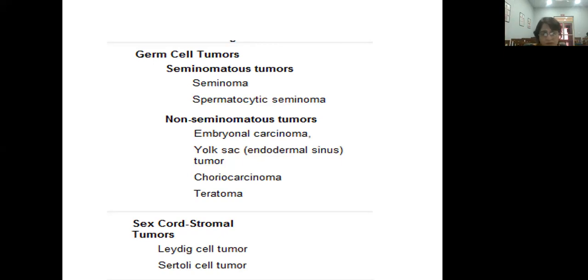देन वी हैव द सेक्स कॉर्ड स्ट्रोमल ट्यूमर. द जर्म सेल ट्यूमर्स दे कॉन्स्टिट्यूट 95% ऑफ द टेस्टिकुलर ट्यूमर्स, और सबसे कॉमन ट्यूमर है दैट इज द सेमिनोमा. सेक्स कॉर्ड स्ट्रोमल ट्यूमर्स जो हैं उनमें आ जाते हैं लेडिग सेल ट्यूमर एंड सर्टोली सेल ट्यूमर. ये भी हमने ओवरी में पढ़े हैं, लेडिग सेल ट्यूमर एंड सर्टोली सेल ट्यूमर, ठीक है? और एक बड़ा इंपॉर्टेंट ट्यूमर हमने फीमेल ओवेरियन ट्यूमर में पढ़ा है इन द सेक्स कॉर्ड स्ट्रोमल कैटेगरी.